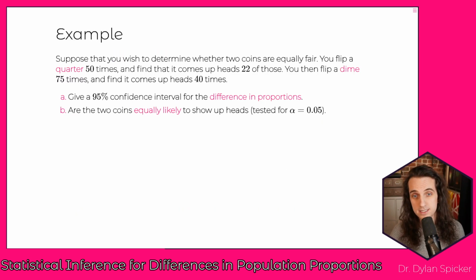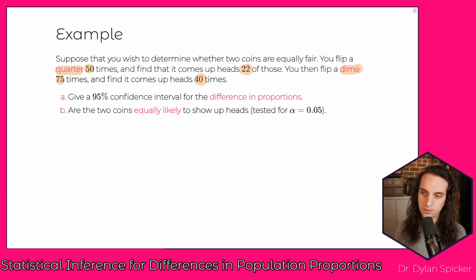So let's take a look at some examples applying this then. In this first example, we're thinking about flipping a coin, right? And we have our 2 coins, we have our quarter, and we have our dime. We flip the quarter 50 times, and it comes up heads 22 of those. We flip the dime 75 times, and it comes up heads 40 of those times. And what we want to know here is, are these coins coming up heads with equal probability?